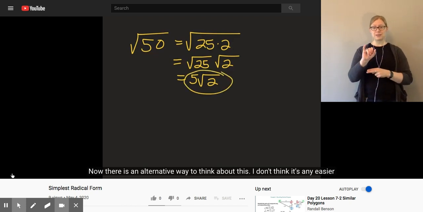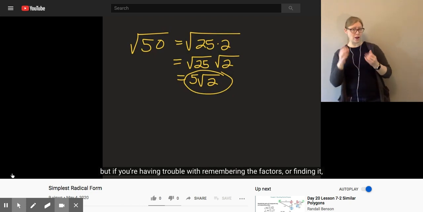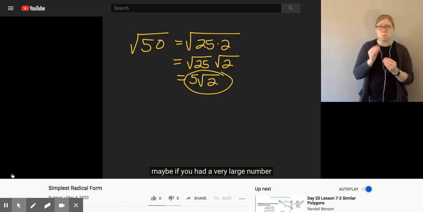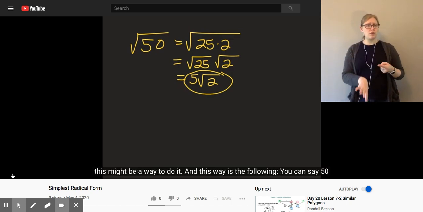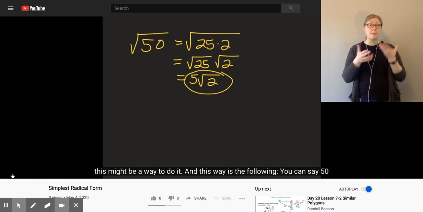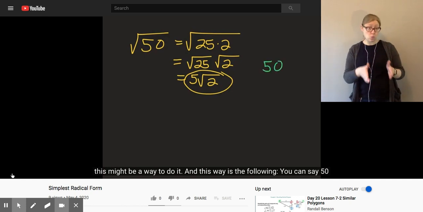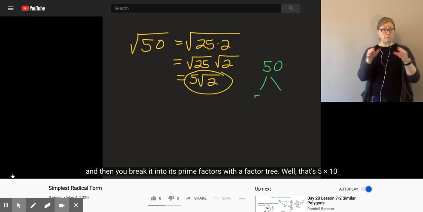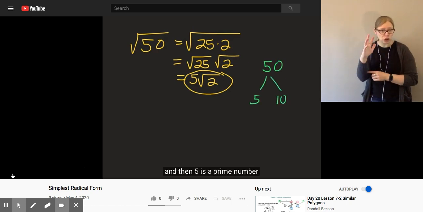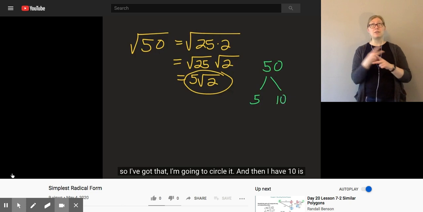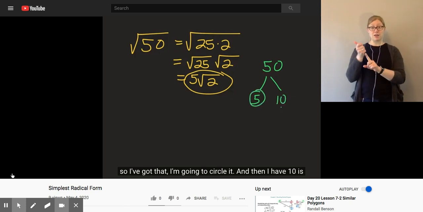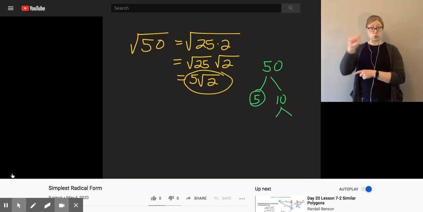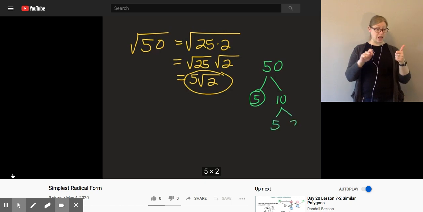Now, there is an alternative way to think about this. I don't think it's any easier, but if you're having trouble with remembering the factors or finding it, maybe if you had a very large number, this might be a way to do it. And this way is the following. You can say 50, and then you break it into its prime factors with a factor tree. Well, that's 5 times 10, and then 5 is a prime number, so I've got that. I'm going to circle it, and then I have 10 is 5 times 2.